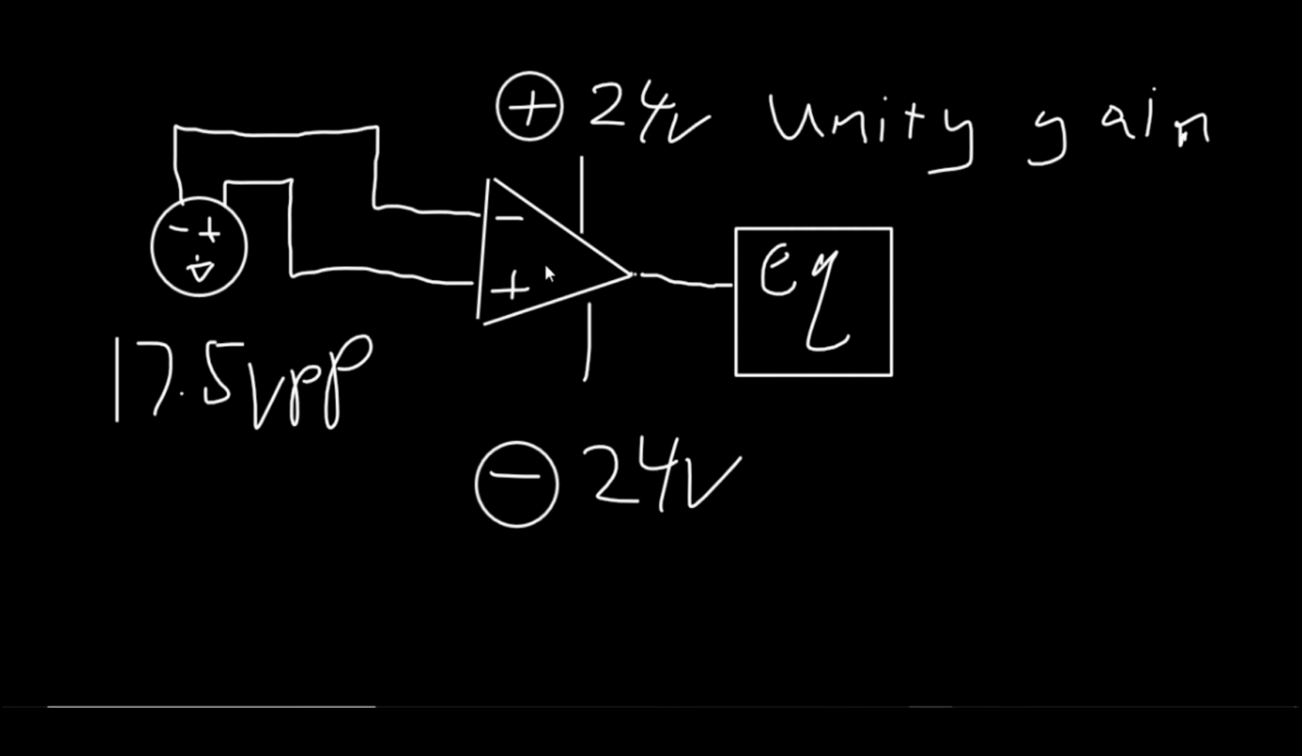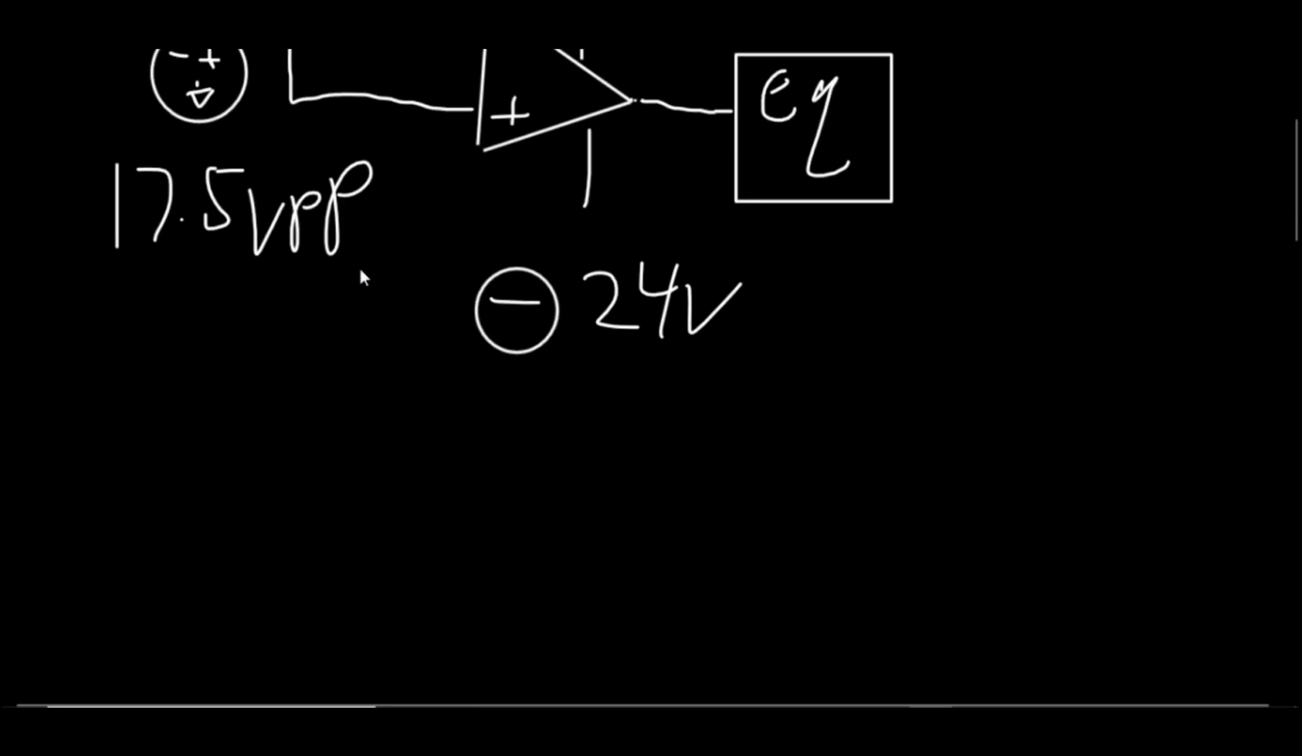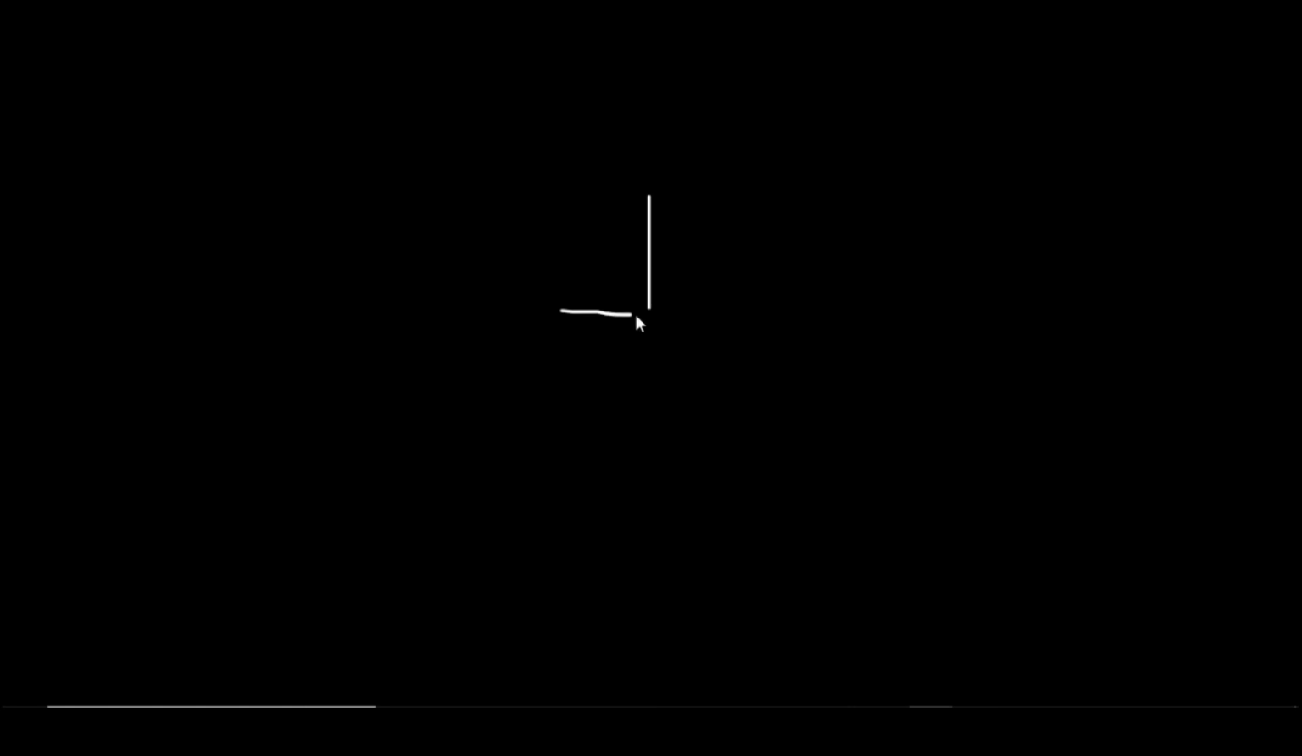Though again, it would work, but there is still a likelihood of distortion. More so than if I did something a little bit cleaner, which would be using a vacuum tube. Now, the symbol for a vacuum tube looks like this. This is your typical triode.